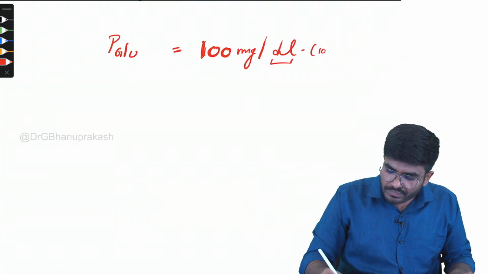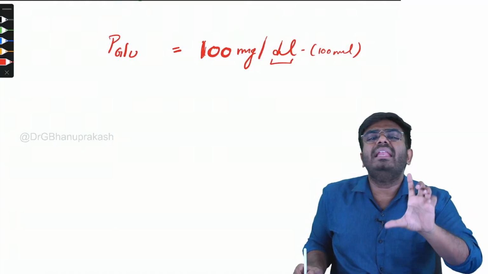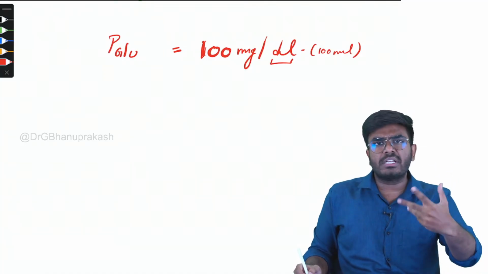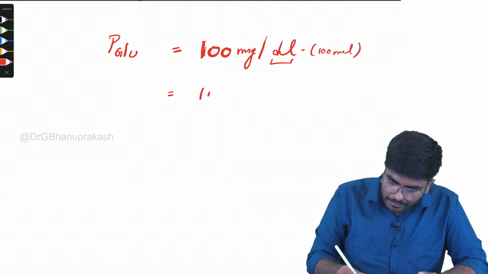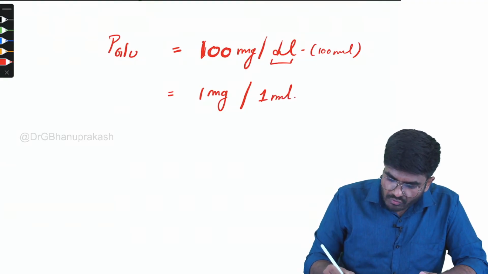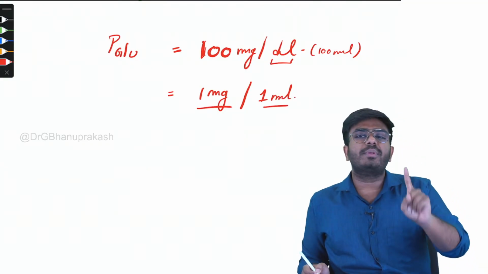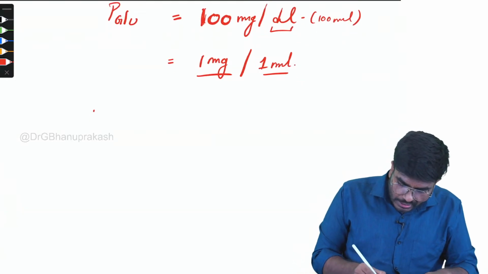Deciliter means how much? 100 ml of blood. So in 100 ml of blood, 100 milligrams of glucose is there in a normal person, in you and me. Which means 1 milligram of glucose is present in 1 ml of blood. Very simple. Now, what is the filtered load of glucose?